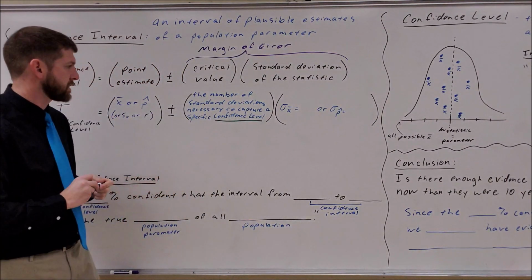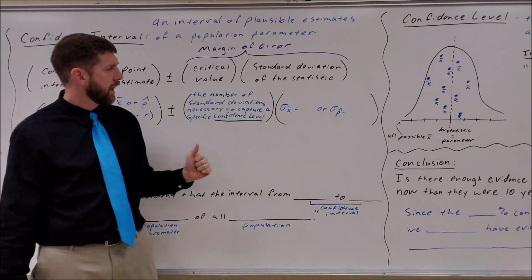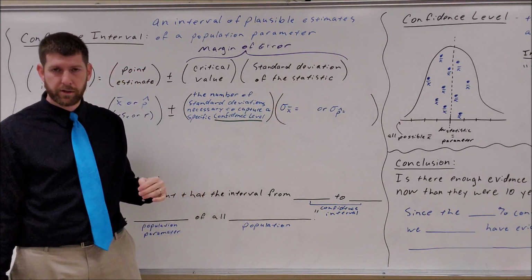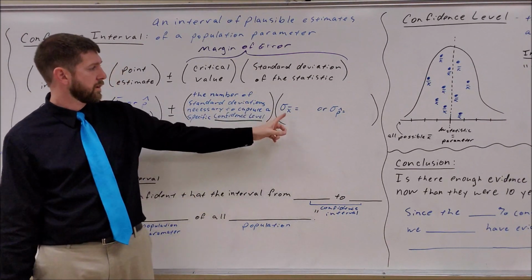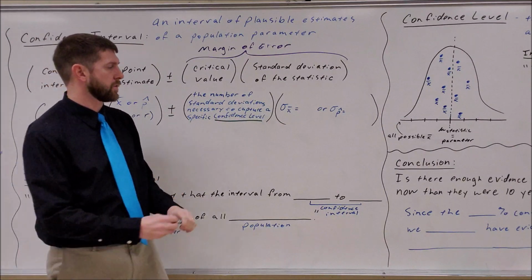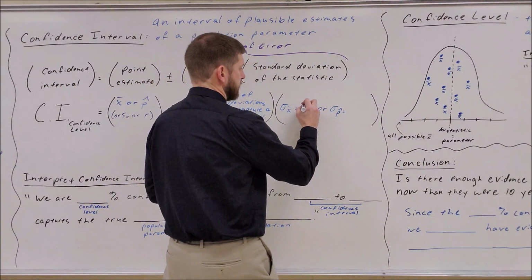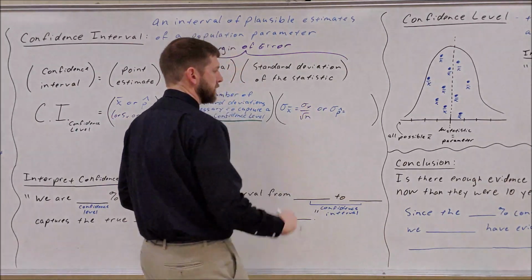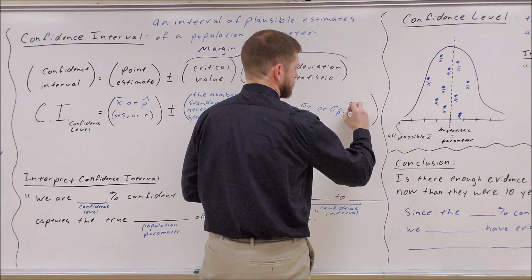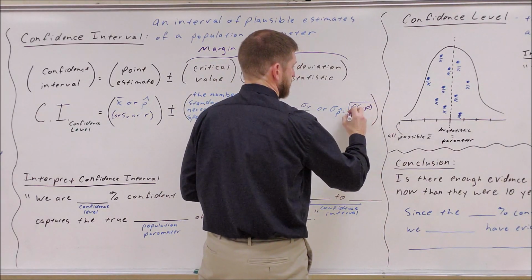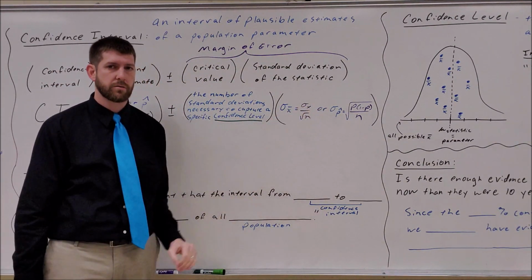Number of standard deviations necessary to capture a specific confidence level. And then we're going to multiply that by the standard deviation of the statistic. So that's just what we've worked with before. Standard deviation of X bar, which we know to be standard deviation of the population over square root of n, or we could use standard deviation of p hat, which we know to be square root of p times 1 minus p over n. Those are the standard deviations we're going to work with.